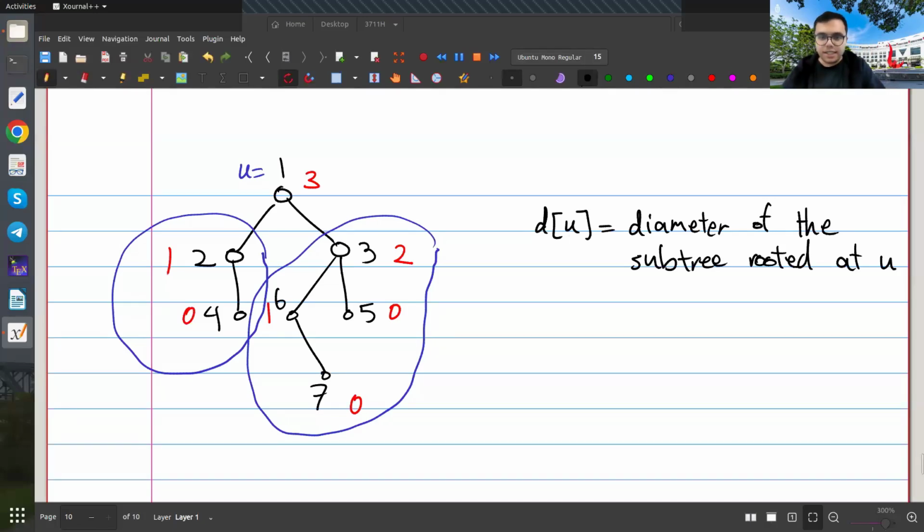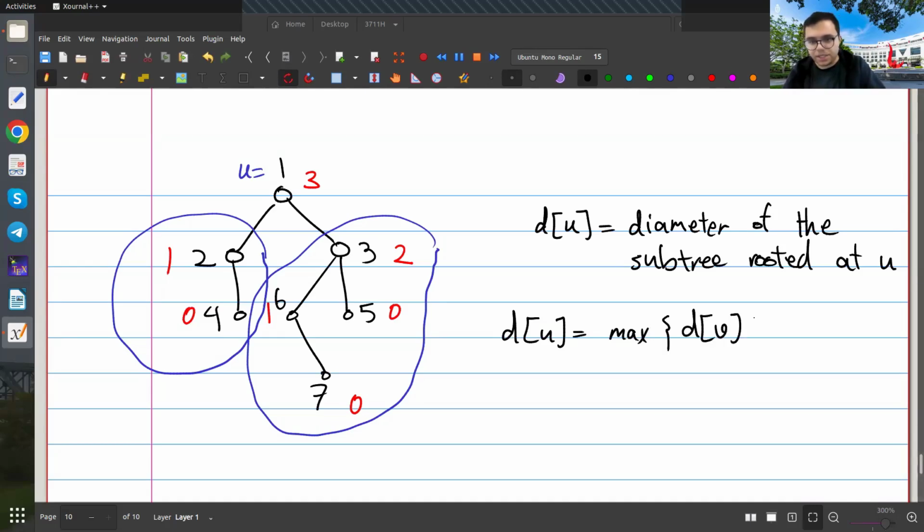So I can say d of u is, well, I'm going to take the maximum of d of v for every v that is a child of u. Okay, v is a child. So this covers the cases where the 2 vertices that are farthest apart from each other were in the same subtree, in the subtree of the same child, right?